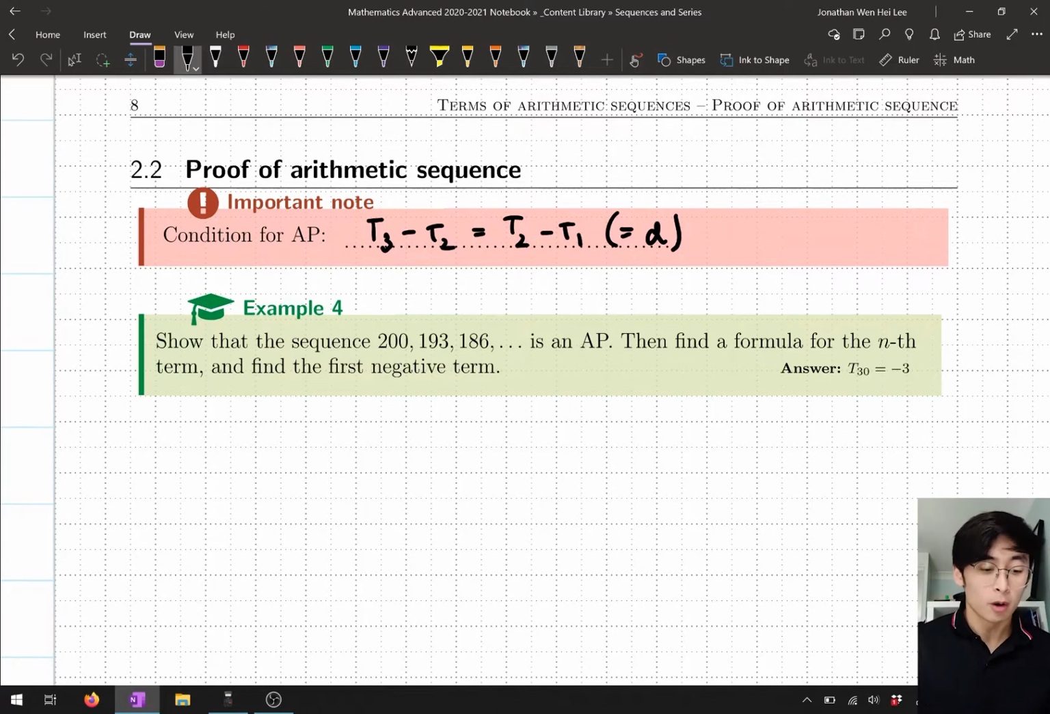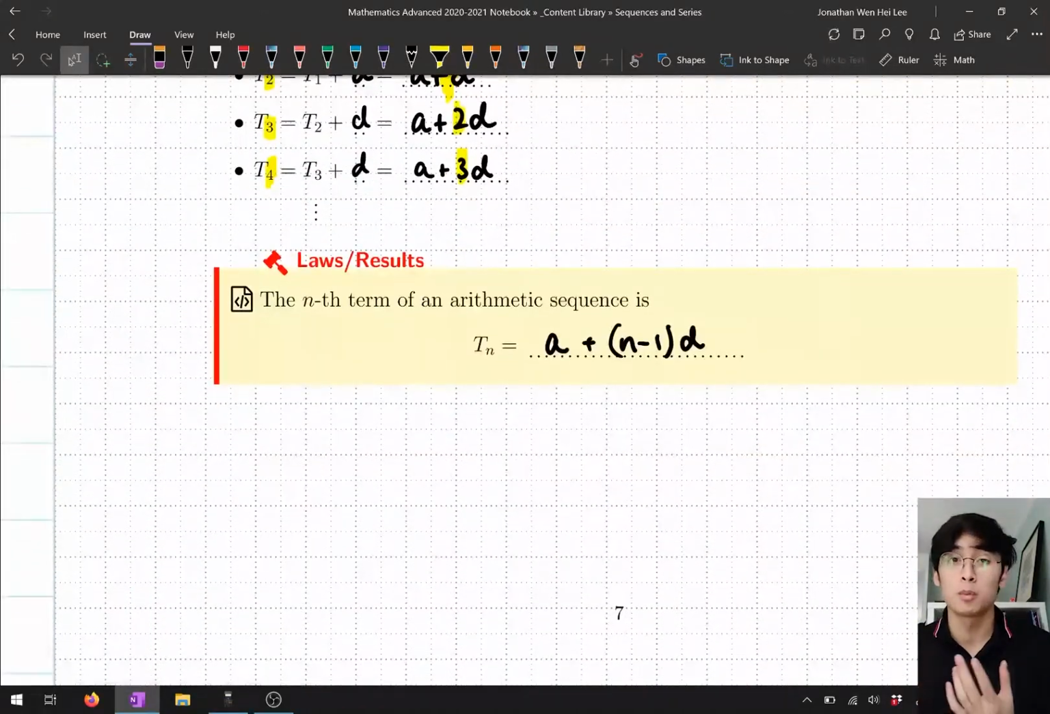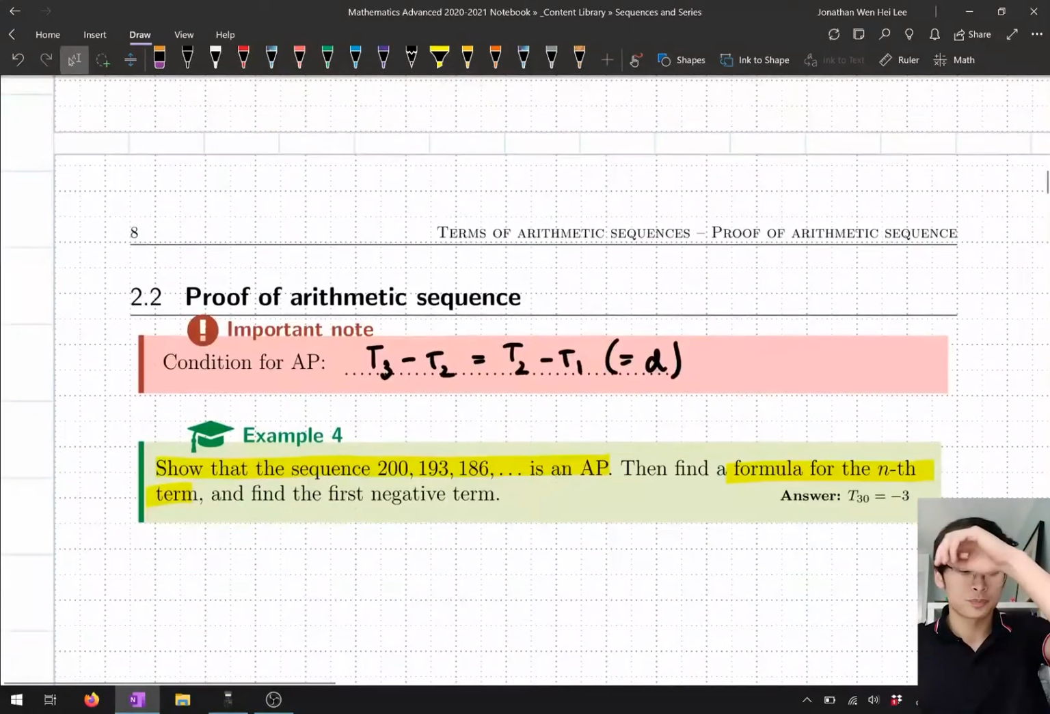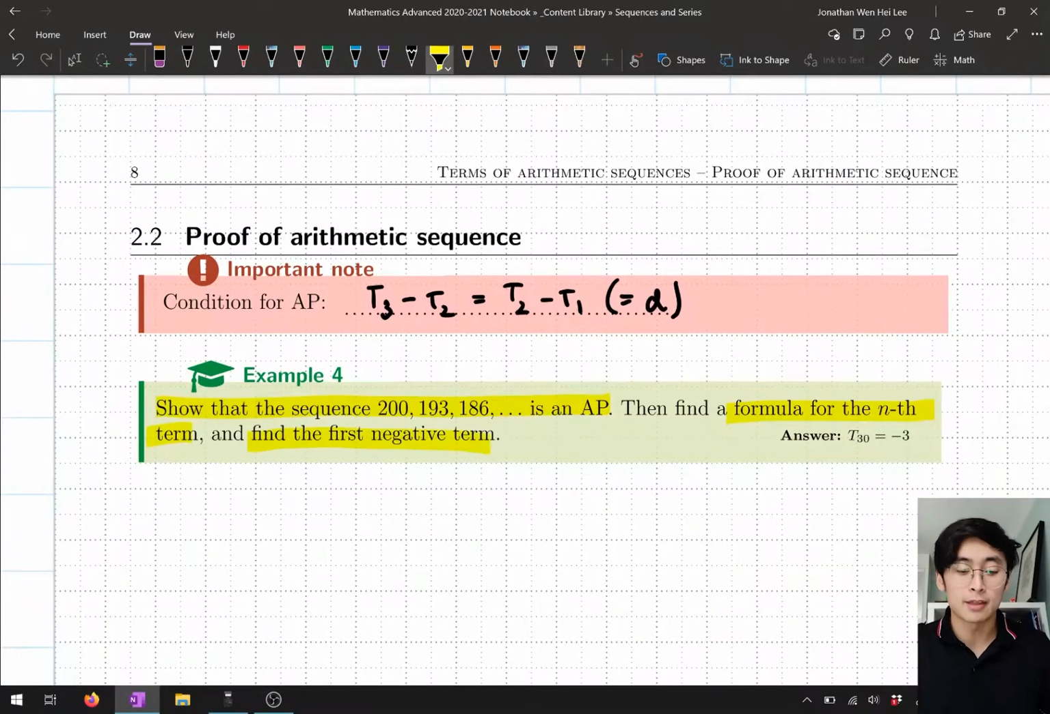First one, example 4. Show that the sequence 200, 193, 186, and so on is an AP. Then find the formula for the nth term and find the first negative term. Okay, we actually have 3 things we want to do. Firstly, we want to show that it's an AP. The second thing is we want to find a formula for the nth term, using this formula up here. Then the final thing is we want to find the first negative term.